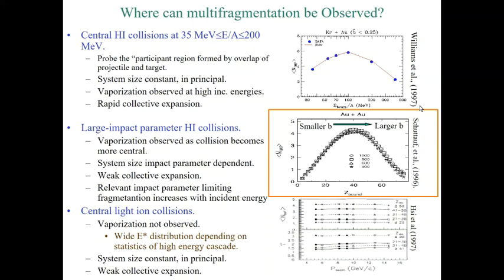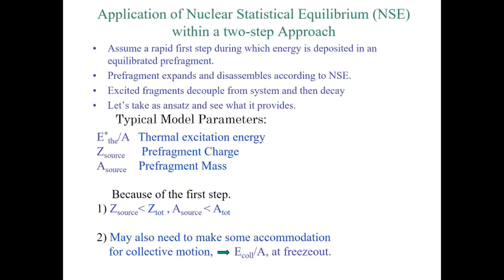So what's the y-axis again? Yeah, this is the number of intermediate mass fragments. An intermediate mass fragment is defined as Z greater than or equal to 3. It could include the really heavy ones, but they're not really heavy. So usually we don't count the heavy ones in the intermediate mass fragments.